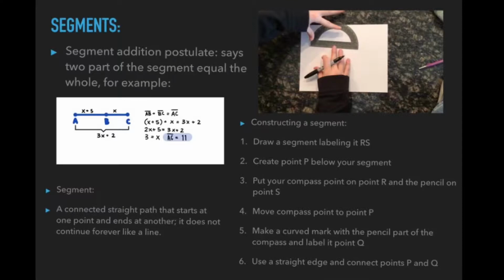The segment addition postulate says that 2 parts of a segment equal the whole. For example, AC equals 3x plus 2, AB equals x plus 5, and BC equals x. If x equals 3, AB plus BC equals 11, as does AC.